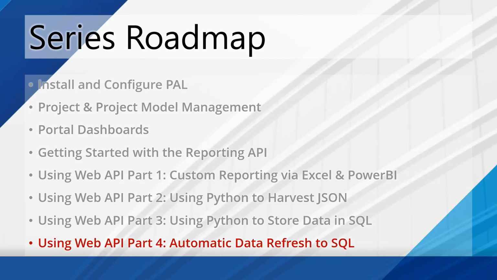Let's talk here about where we are in the series roadmap, and then we're going to talk about some next steps. So we've already covered the first 7 major parts of this series. Today, we just finished up using the Web API Part 4 to do some automatic data refreshes in SQL. We're actually not using the Web API. We're using a Windows Task Scheduler in this case. And so at this point, this whole series is effectively complete.